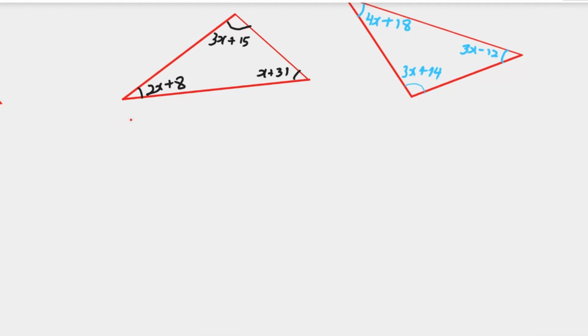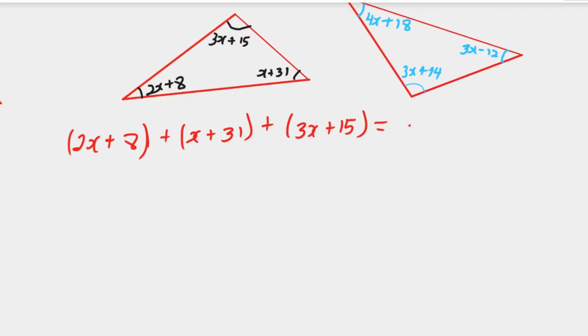But this time the angles are binomials. It's the same approach that we are going to use here. So you just have to add the angles. So we have 2x, the first one, this one. So we have 2x plus 8. You can put in brackets, plus the next angle is going to be x plus 31 and plus the next one 3x plus 15, and it should be equal to 180 degrees. So that's how I have to set up the whole equation.